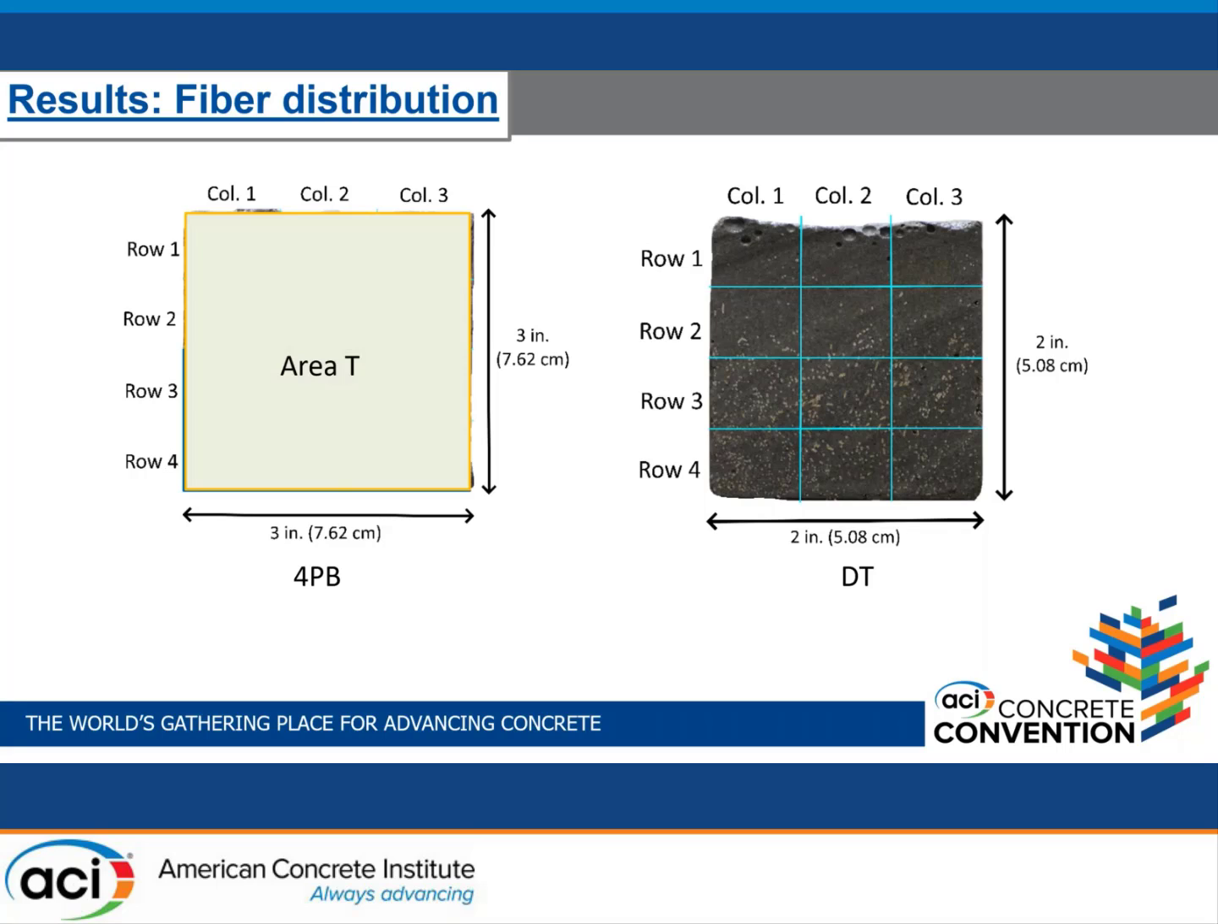Please have in mind that this area is not actually the area of the cross-section, it's actually the areas of all the fibers that are in each area. So for example, if this specimen is 3 by 3, area T is not 9 square inches, it's actually the area of all the fibers that are seen in this cross-section.